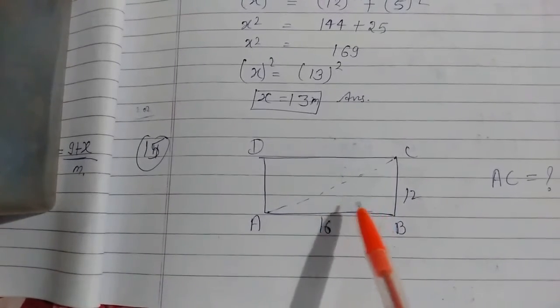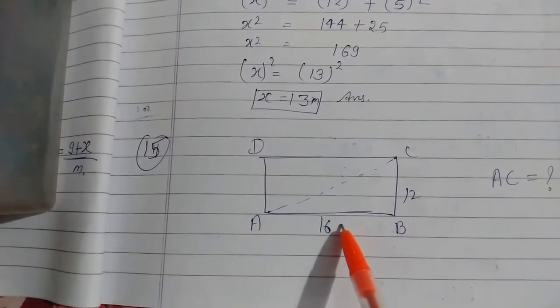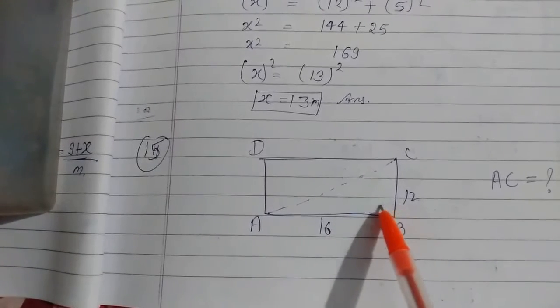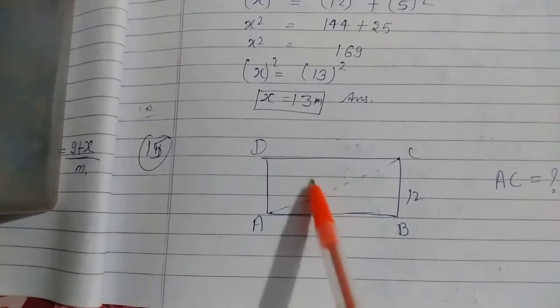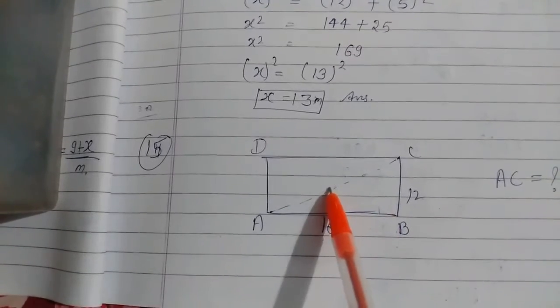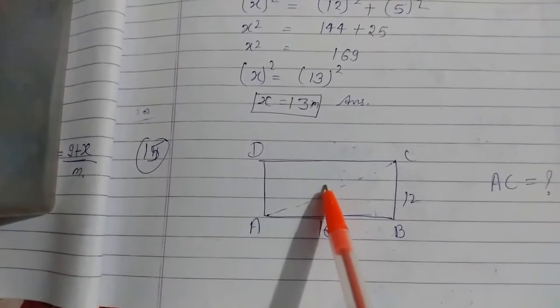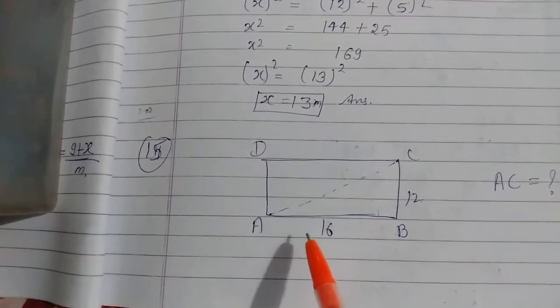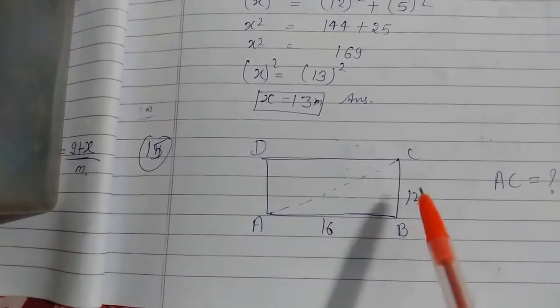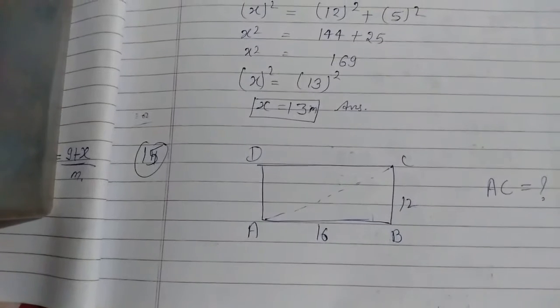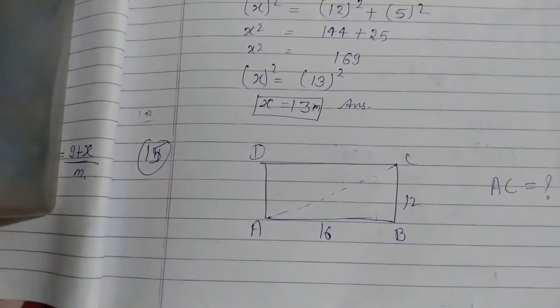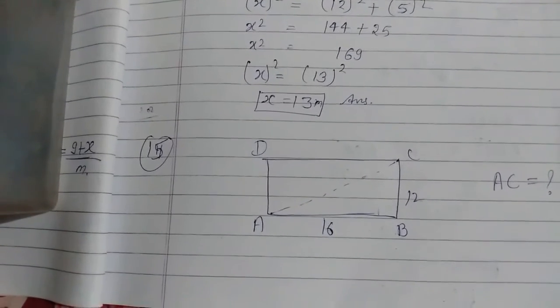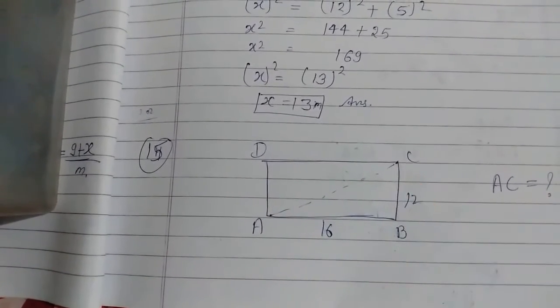Now what will we do? According to this, this is 90 degree. The side opposite to 90 degree is always the hypotenuse. That means we will apply the formula of hypotenuse: h square is equal to b square plus p square. After that you will find the value of h. That will be the diagonal of the rectangle.